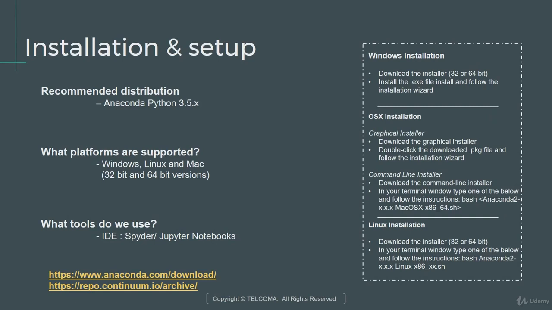Let's get started with the installation and setup. The most recommended distribution is the Anaconda Python 3.5 version. There are several ways to actually get started with Python. The most common and the easiest one would be to go to python.org and download the required version of Python and then additionally install required packages.